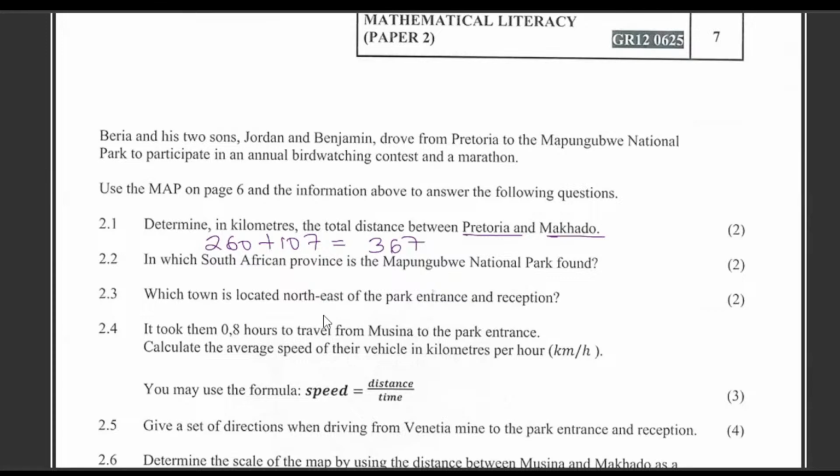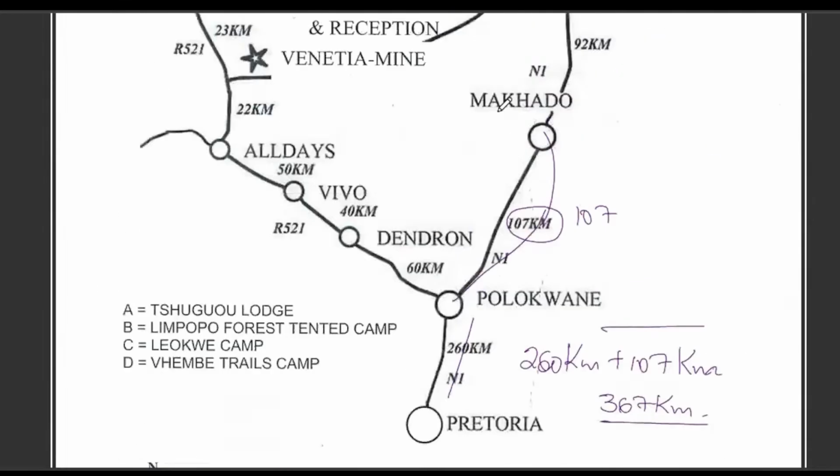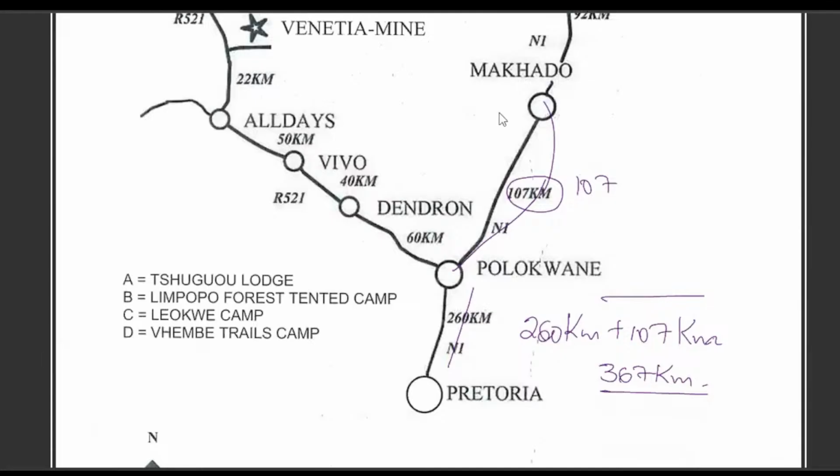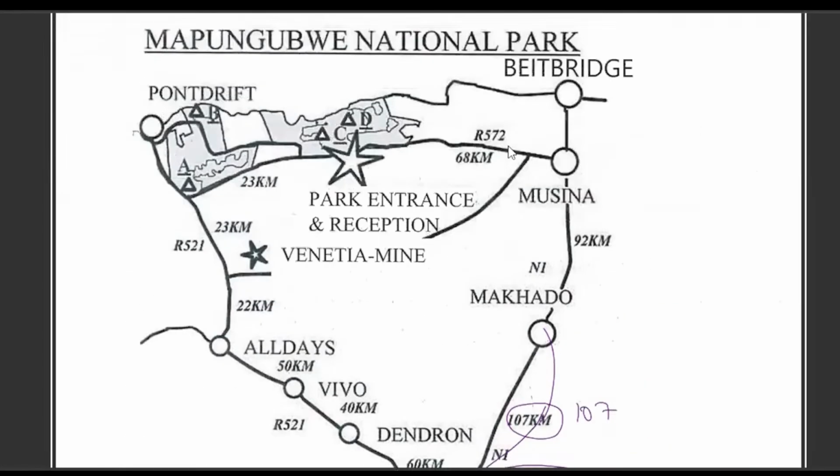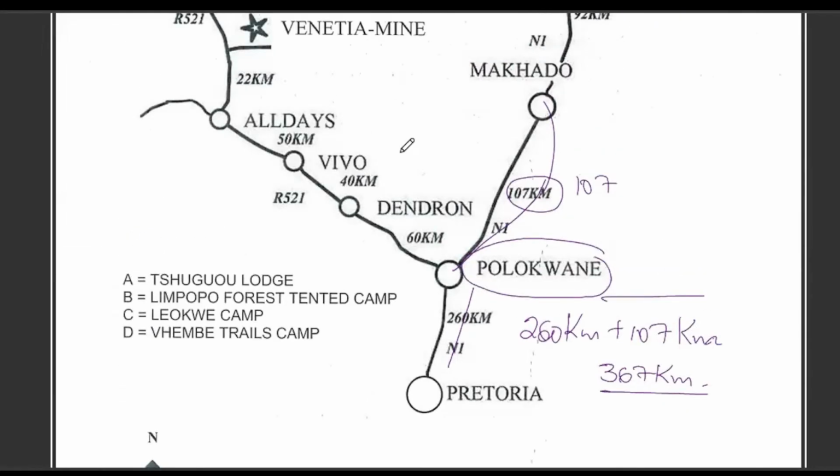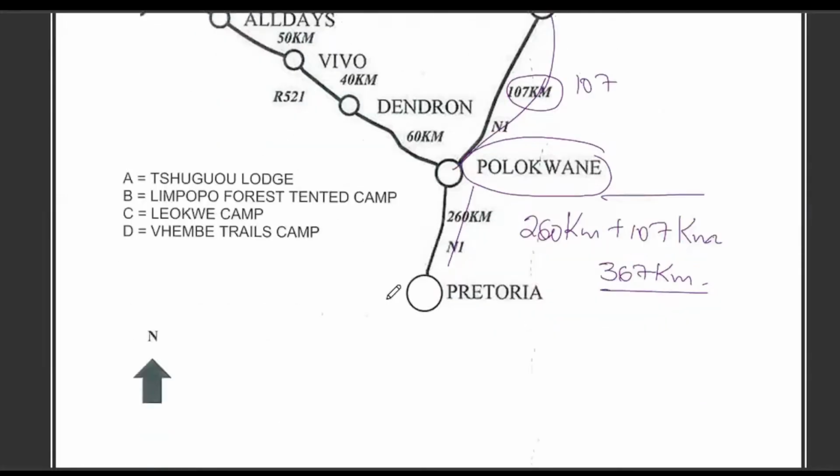In which South African province is Mapungwe National Park found? You have to check very nicely, because you cannot say Gauteng. Look at this: Polokwane, that one can lead you to that. Another thing, it's Musina and Beit Bridge. So this province is Limpopo. Limpopo is the province where we find the national park that we're talking about. Limpopo Forest Tent Camp, you see, Limpopo is already here. So it's supposed to be Limpopo.